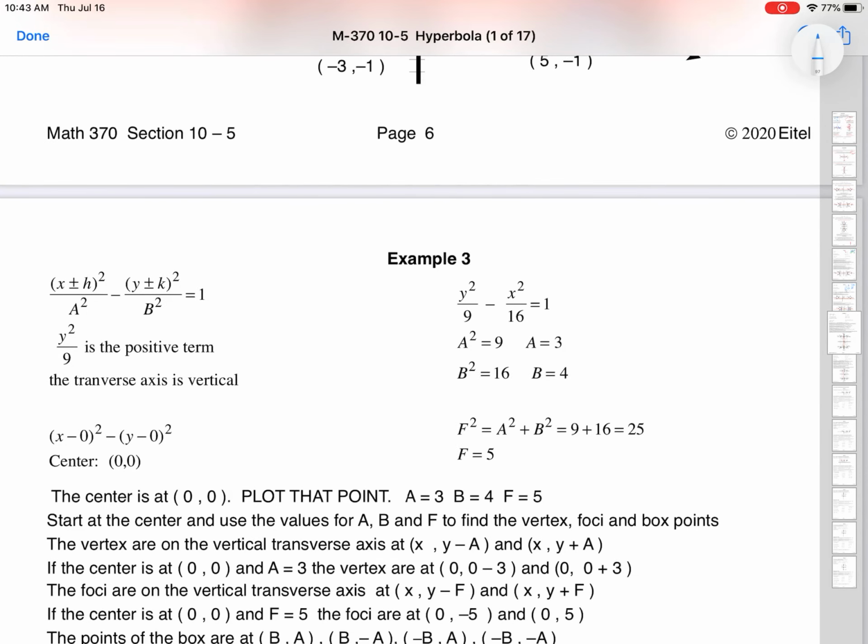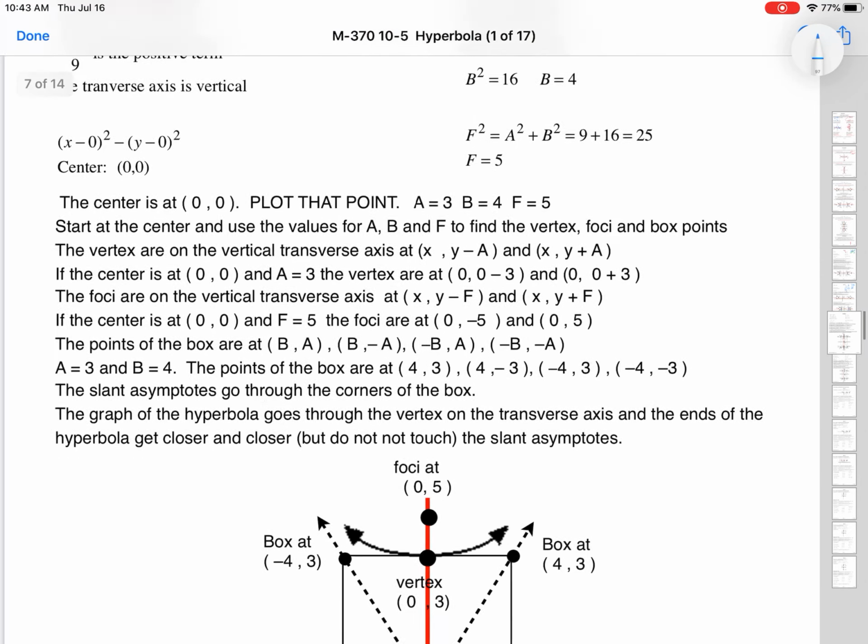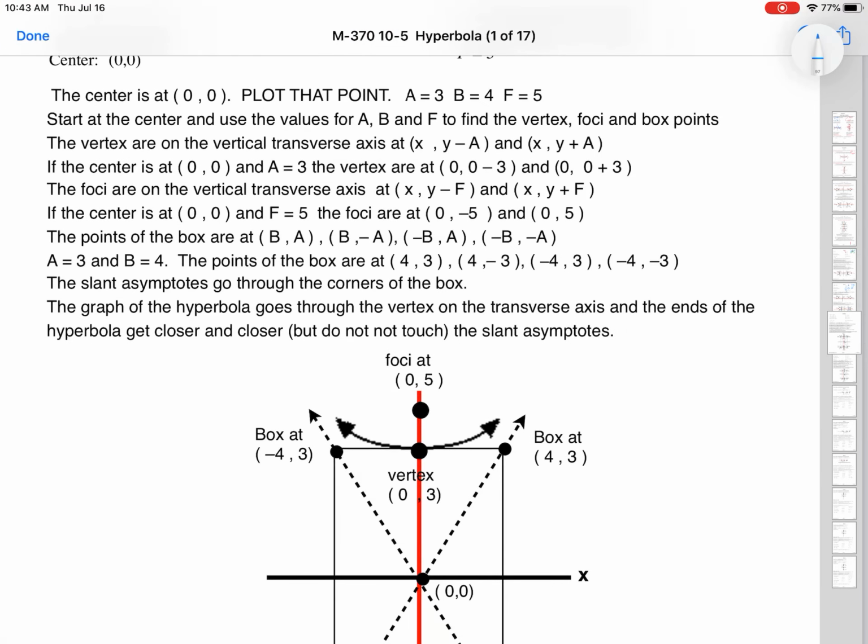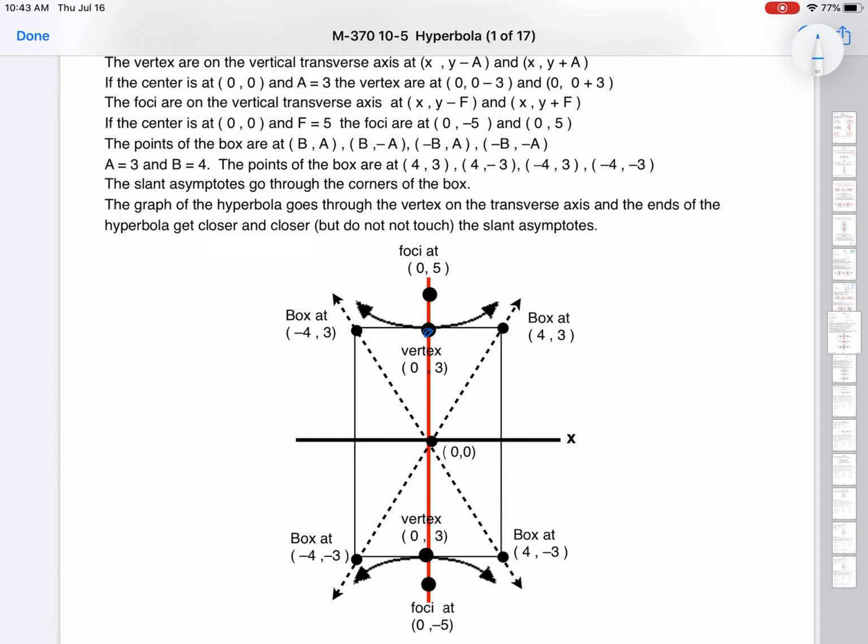Now he's going to switch the y squared. Everything else is the same. A is 0, so this is going to be like example 1, except now it's happening in the y direction. So we can watch that happen. Go 3 up, 3 down. Here's our vertex at 3 up, 3 down.